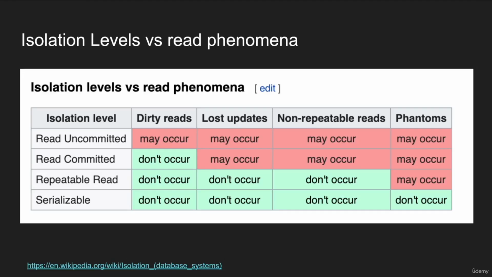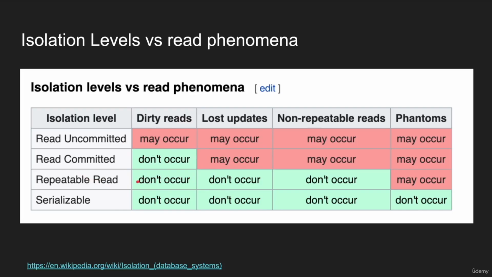I took this from Wikipedia. I like this table a lot. It doesn't have the snapshot isolation, but if you look at this, you can see that with read uncommitted, everything may occur, with all the read phenomena occurring. With read committed, everything can happen except dirty read. You cannot get dirty read because, hey, I'm reading committed stuff.